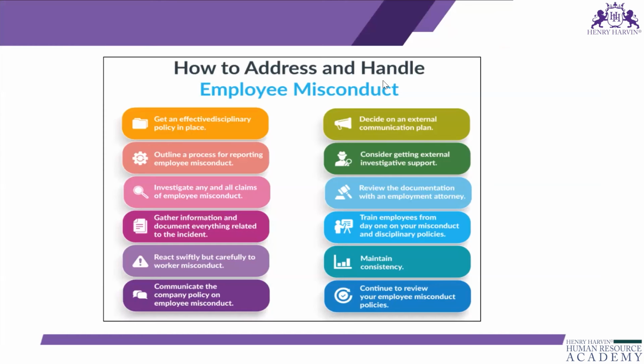Outline a process for reporting employee misconduct. Investigate any and all claims of employee misconduct. Gather information, document everything related to the incident. React swiftly but carefully to workers in misconduct. Communicate the company policy on employee misconduct. So first you have to prepare the proper and effective disciplinary policy for the organization.